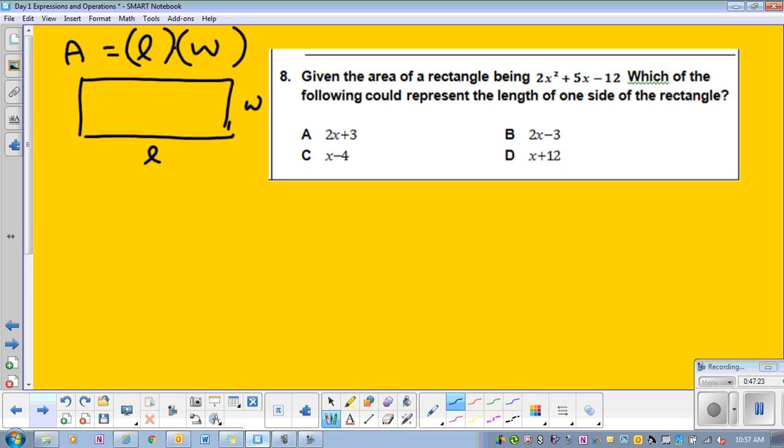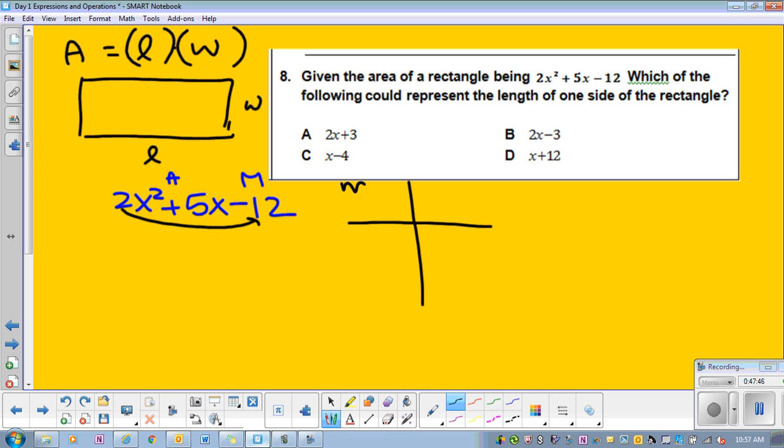All they're doing is asking you to factor it, and then just circle one of the factors. That's it. Your length and your width would be your factors. That's all it is. So you have 2x squared plus 5x minus 12. Let's factor this. You have to swing, because there's no GCF. Swing it over.